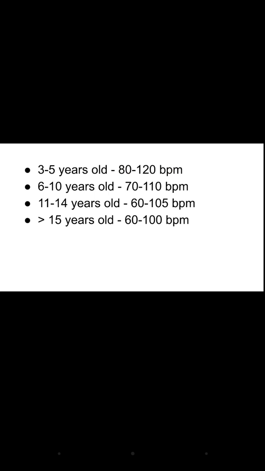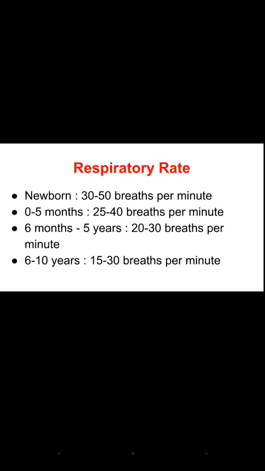From 6 to 10 years old, it is 70 to 110 beats per minute. Those who are in the age of 11 to 14 years old, the pulse rate is 60 to 105 beats per minute. And more than 15 years old, the range is 60 to 100 beats per minute. So basically in the adults we can say it is 60 to 100 beats per minute.